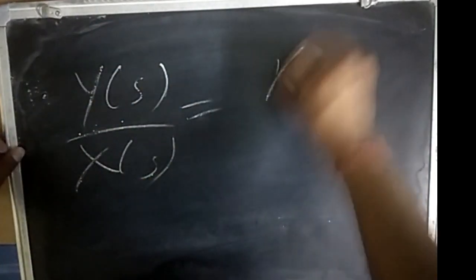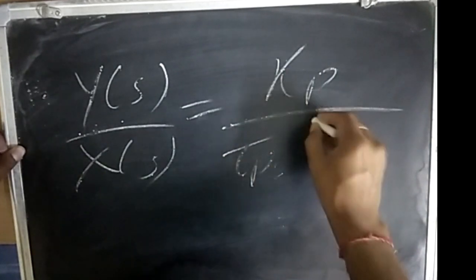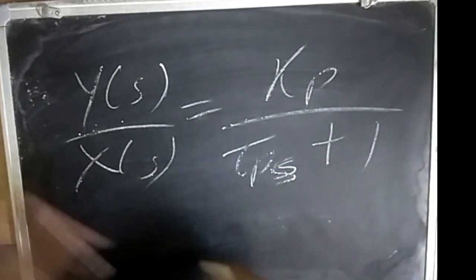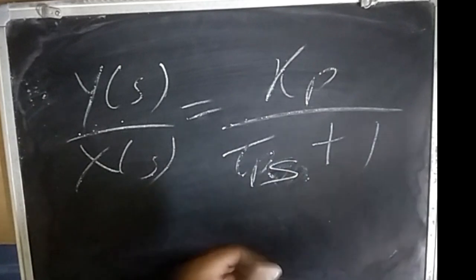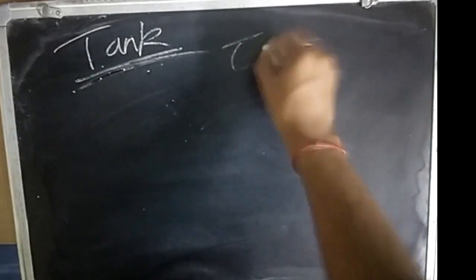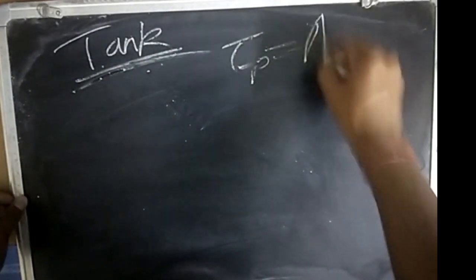Transfer function is Y(s) = Kp / (tau_p s + 1). Okay, this is the thing. Now this tau_p changes depending on the various systems. So let's say take the tank system. For the tank, this tau_p is A·R.